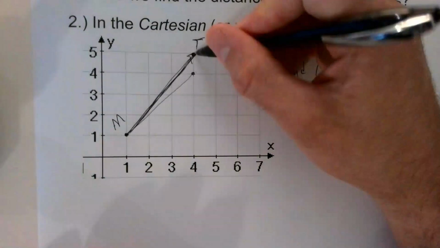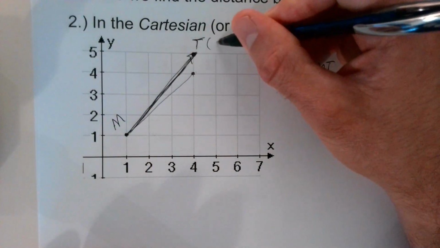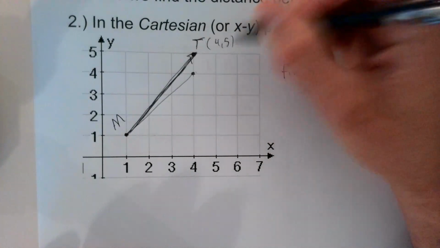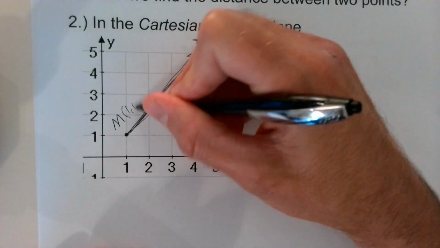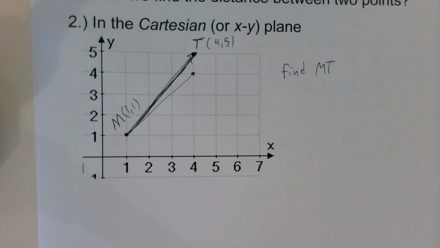Okay, so T is at the point 4, 5. M is at the point 1, 1. Okay, how am I going to do that? Well, I'm going to use a really old equation.